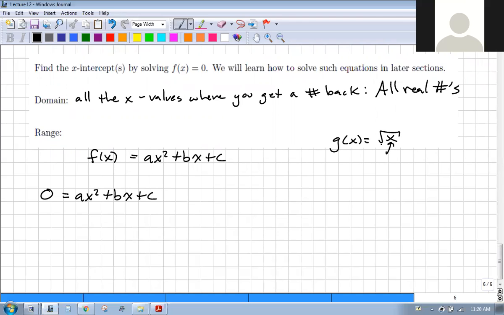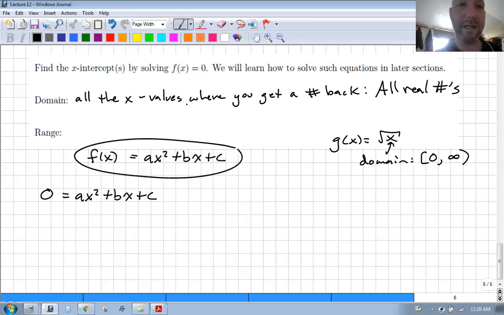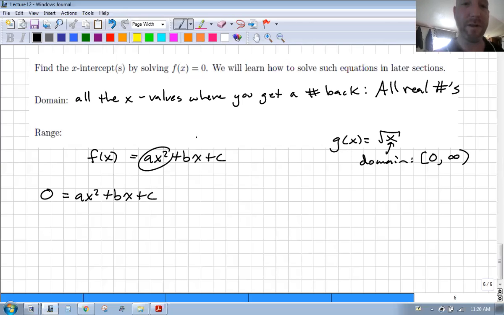So for this g of x, the domain wouldn't be all real numbers. It would be 0 to infinity. You can only plug in positive numbers or 0 into this function. But with quadratics, you can plug in any number you want. And so you can square any number you want. You can multiply any number you want by b, and you can add those together, and you're going to get a real number back.